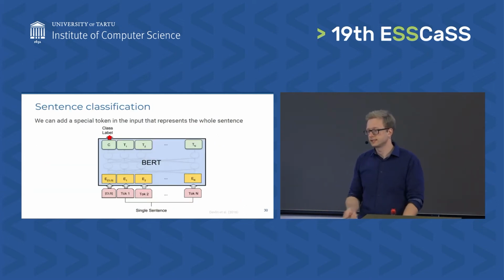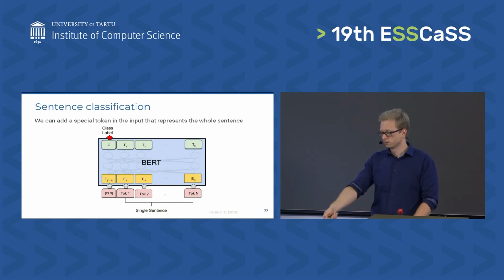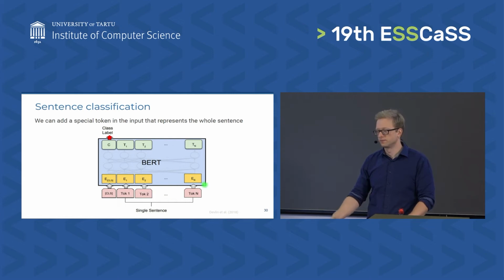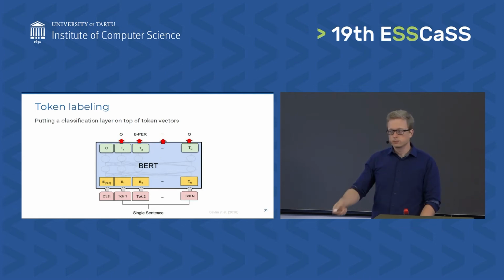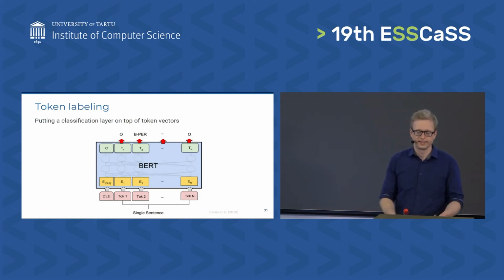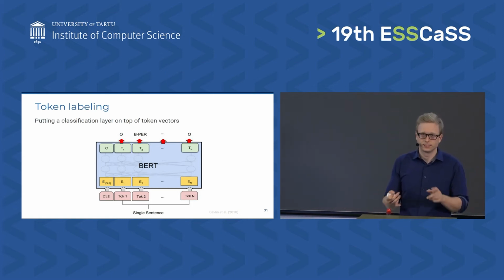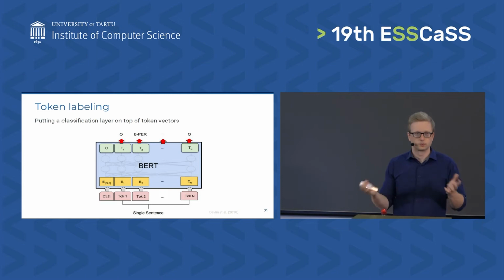So if we want to do sentence classification, we just give an additional token as input. This CLS token is here, along with the sentence that we want to classify. And we put an output layer on top of this CLS token representation at the output, and we train it to predict the class label. If we want to do token labeling, we put output layers on top of each of the token representations and train it to predict whatever we wanted to predict. This could be named entity recognition, part of speech tagging, or grammatical error detection.